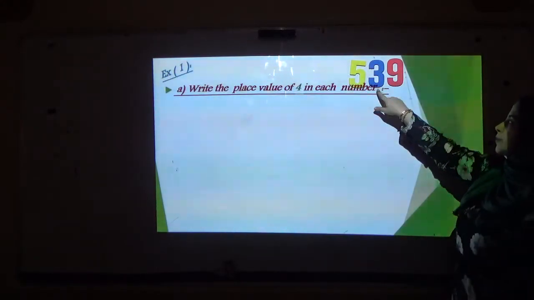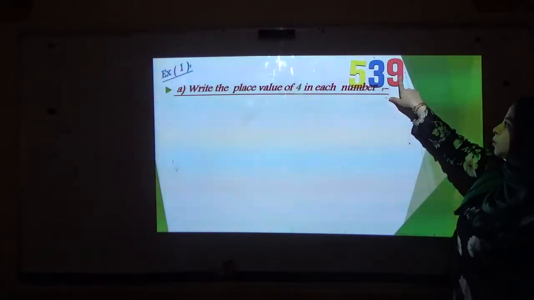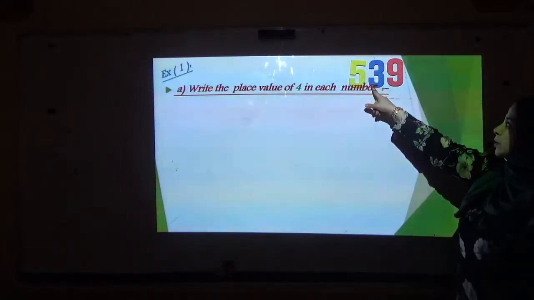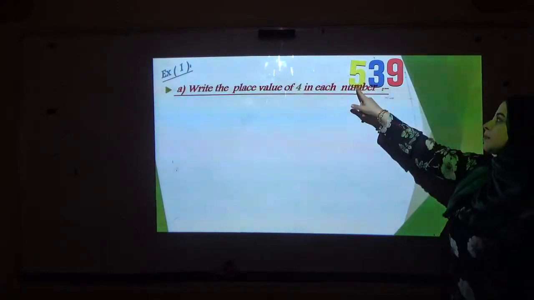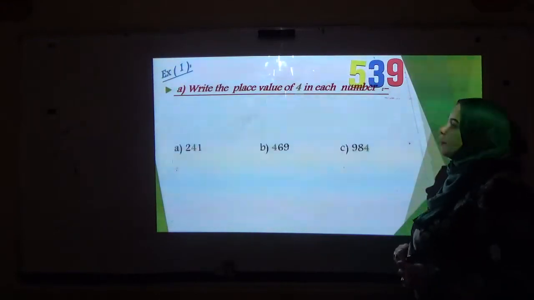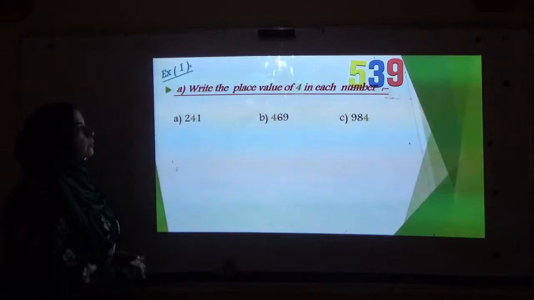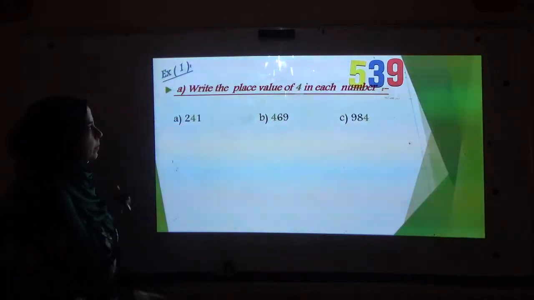Again, 539. The place value of 9 is ones. The place value of 3 is tens. The place value of 5 is hundreds. Exercise 1. Write the place value of 4 in each term.